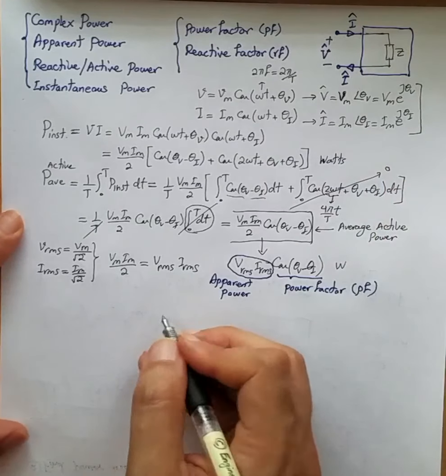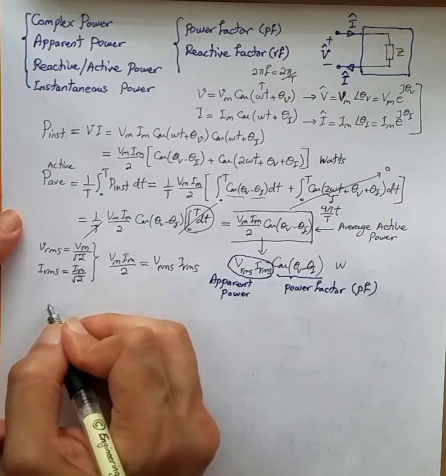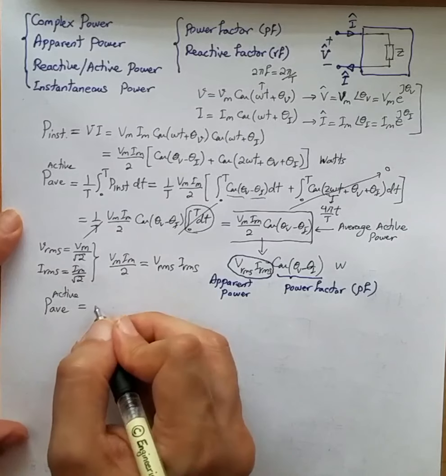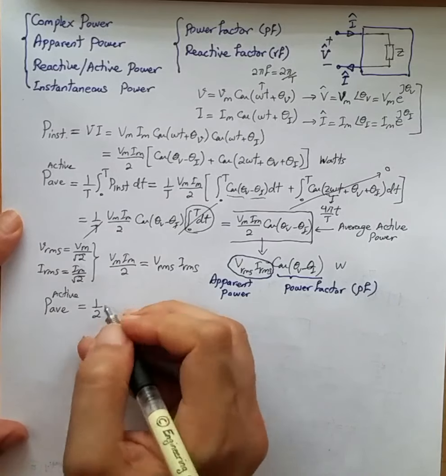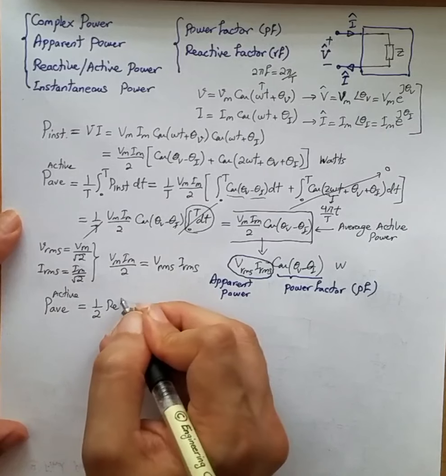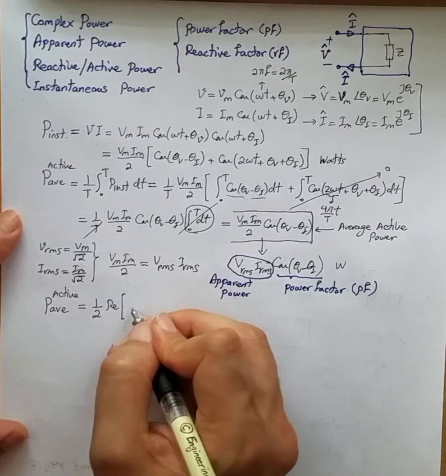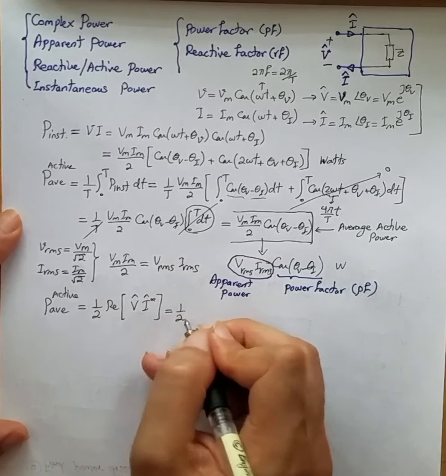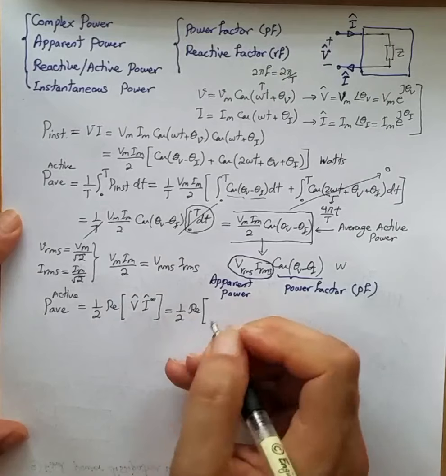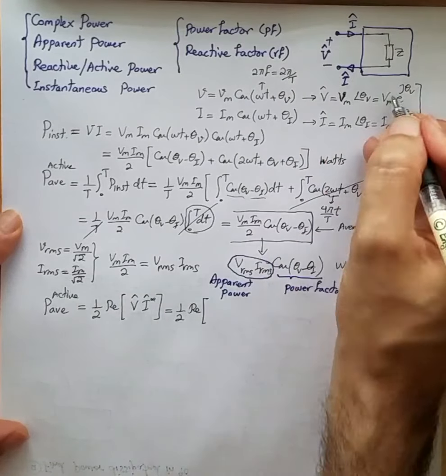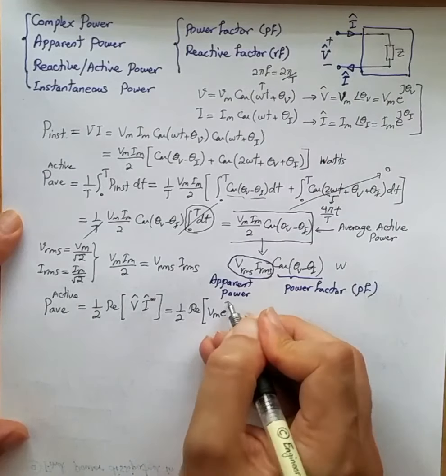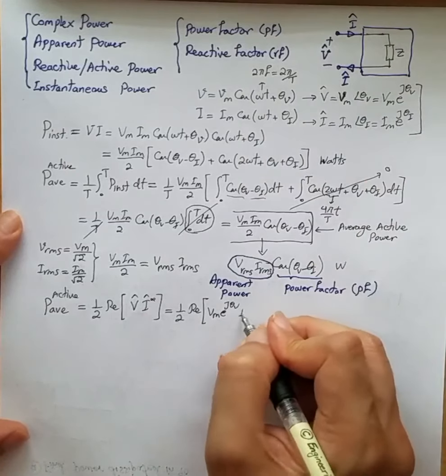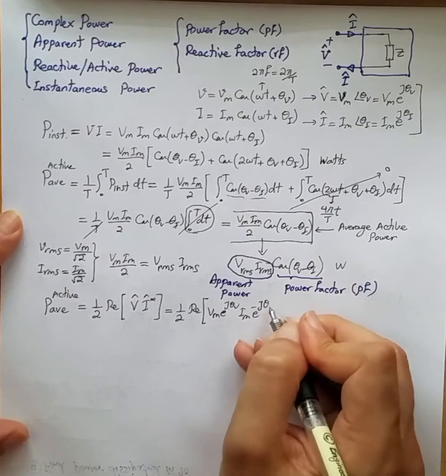So it's as if we are saying that the average active power is 1 over 2 real part of V phasor I conjugate. Because if you compute this, you can easily see we are talking about 1 over 2 real part of V phasor, which is Vm e to the j theta v, and then I conjugate is Im e to the minus j theta I.